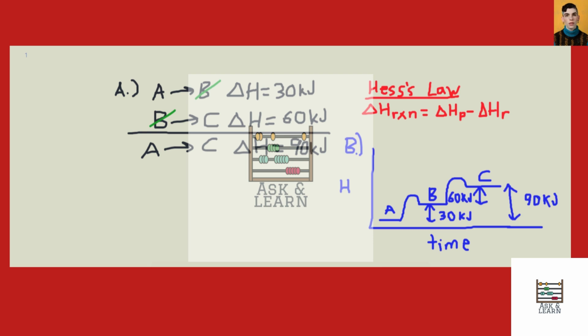Now, remember what I said. It doesn't matter what direction you go from A to reach C. It just matters that you're going from A to C. So that is always going to be constant. So it is going to be the sum of 30 kilojoules and 60 kilojoules, which is 90 kilojoules. So that's very important to remember: regardless of what pathway you're taking, as long as you're converting A to C, your change in enthalpy will always be the same no matter what.